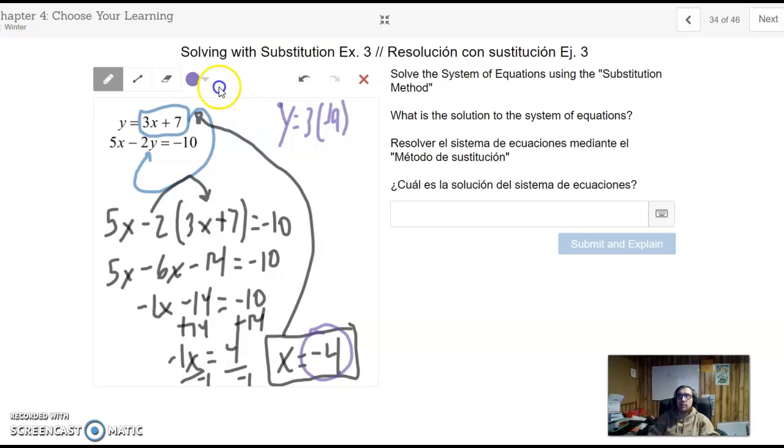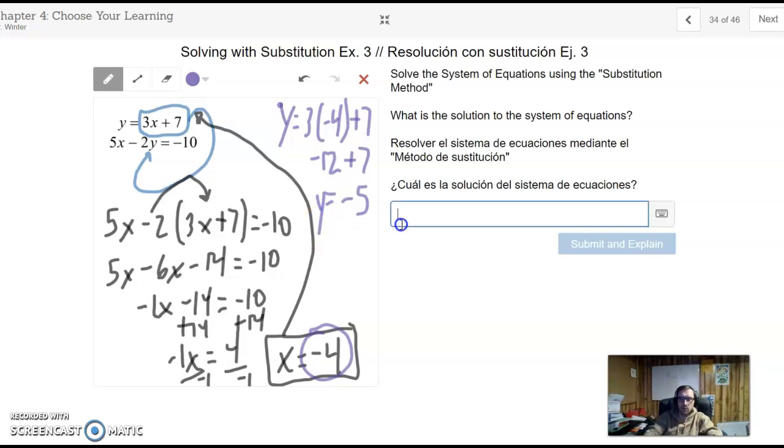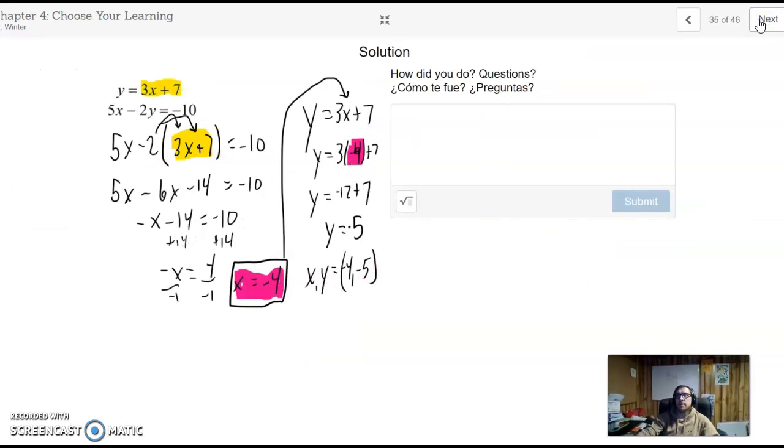Looks like a 9. Let's get rid of that. I don't want you confused. Negative 4, plus 7. 3 times negative 4 is negative 12. Plus 7 is negative 5. So our y value is negative 5. So type that ordered pair in there, negative 4, comma, negative 5. Submit and explain. And take a look here if you want to walk through it one more time.